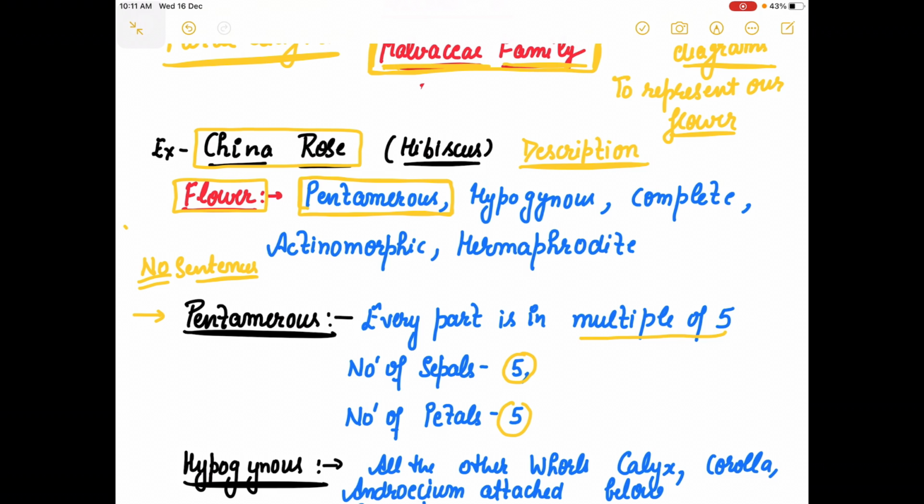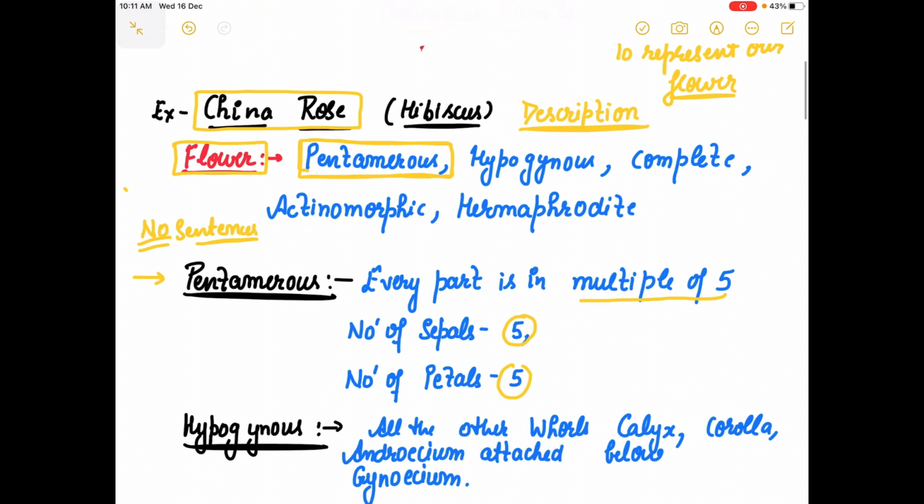Now, if we talk about the gynoecium, the flower is hypogynous, because in this the gynoecium is at the top, and all other whorls, calyx, corolla, and androecium, are attached below the gynoecium. So the flower is pentamerous. We are talking about the flower, we are not talking about whorls here. I'm just talking simply about which kind of flower it will be. It is a pentamerous, hypogynous flower.